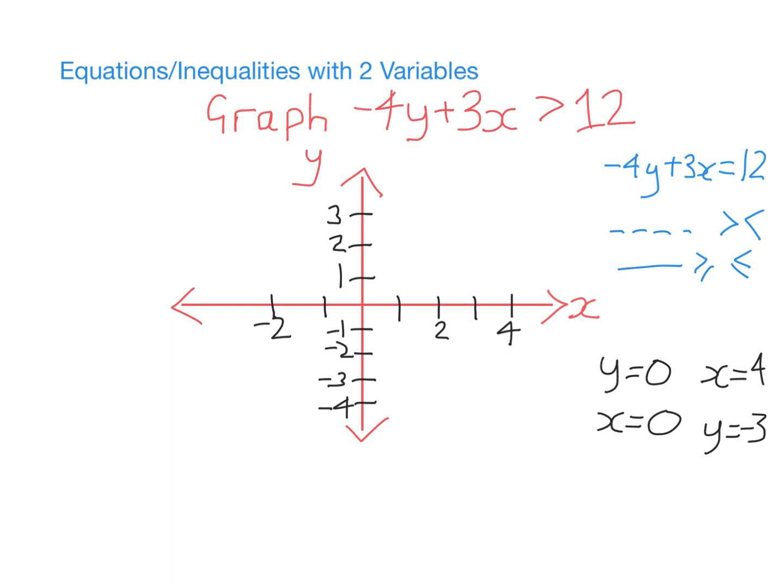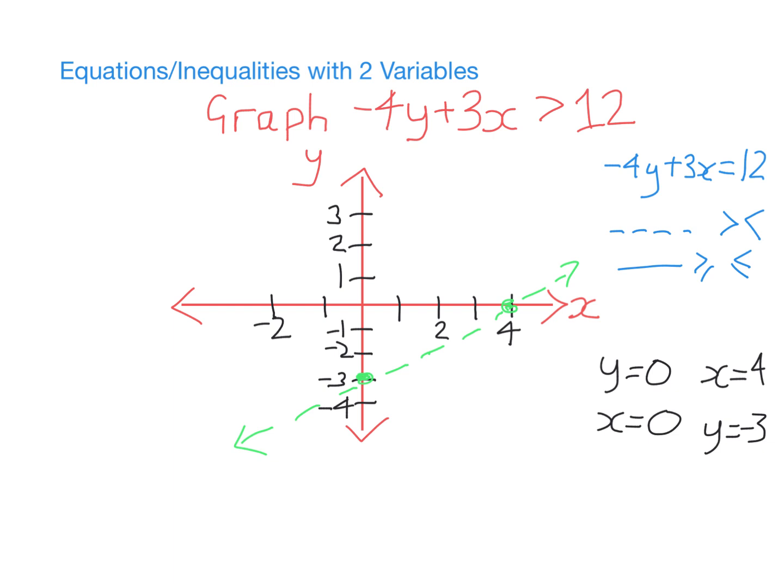So let's plot those. The x-intercept is 4, the y-intercept is negative 3. When we need to graph an equation, if it's a line, all we really need to do is find 2 points through which the line passes and join them up. So I'm going to join these up, but using a dashed line. Now make sure that your line has arrows on it. So we've graphed the line.